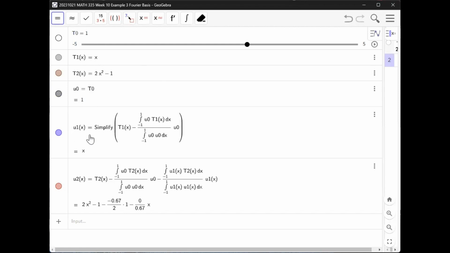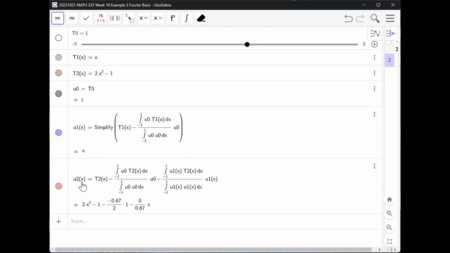Following the Gram-Schmidt process, we set U0 equal to T0, so that's equal to 1. And here, I'm using the simplify command just to make it a little bit more readable. U1 of x, just like we saw, is T1 of x minus the weight of U0 and the integral, the inner product, and then the norm, multiplied and subtracting off. That gives us just x. It turns out that this integral is 0, so this whole thing is 0, so it's really just T1 of x.